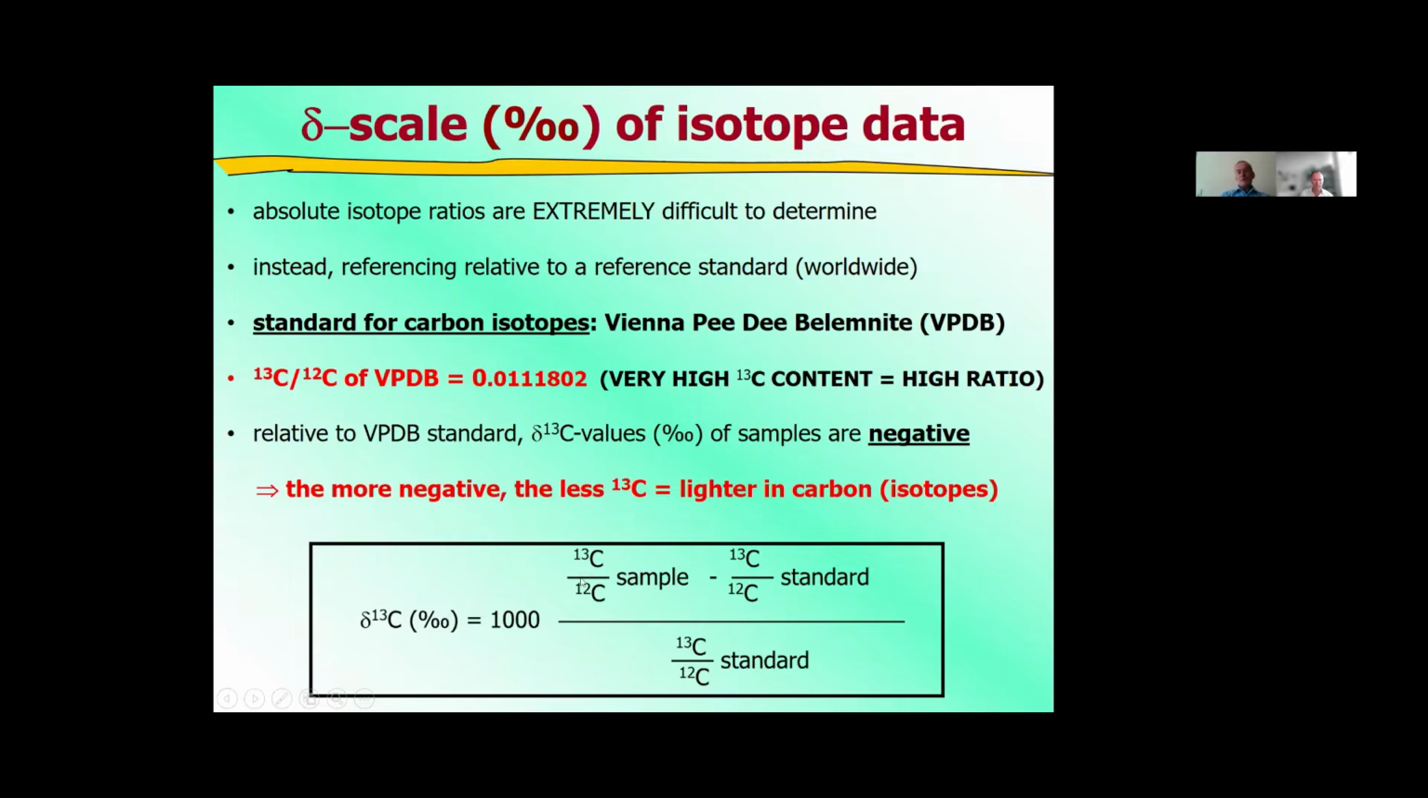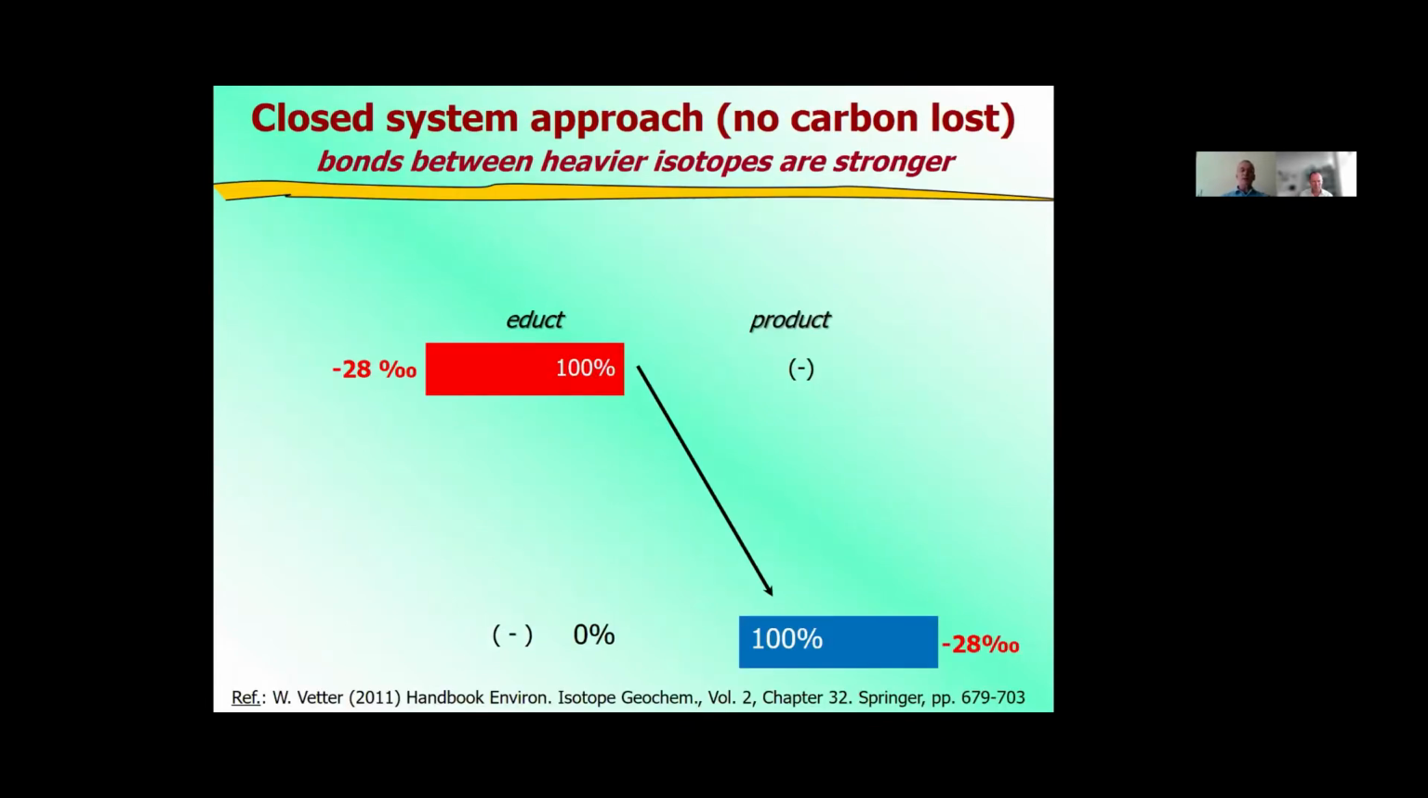And if you subtract this standard from the sample, and the ratio is very high in the standard, you get a negative value. This is the reason why more or less all samples we are seeing now have negative delta values. And the more negative, the less carbon-13 you have in a sample. So I will repeat that again.